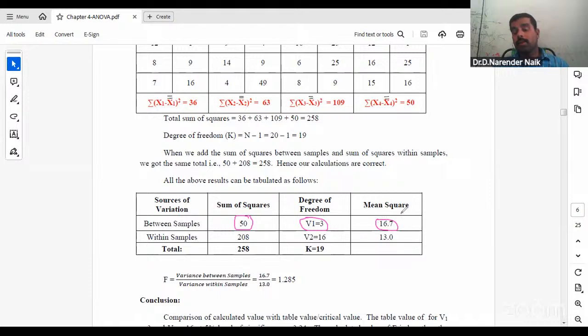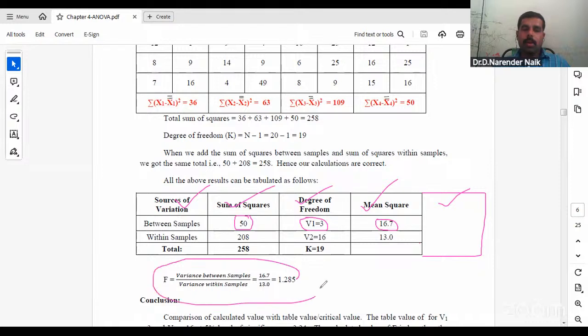16.7 is the mean square. This is not an F value. Again, we go for doing the F value also. Generally, I have written here only four columns. Another column, the variance ratio F, you can also add. You can add one more column here. Otherwise, you can write it separately like this: F equals variance between samples divided by variance within samples.